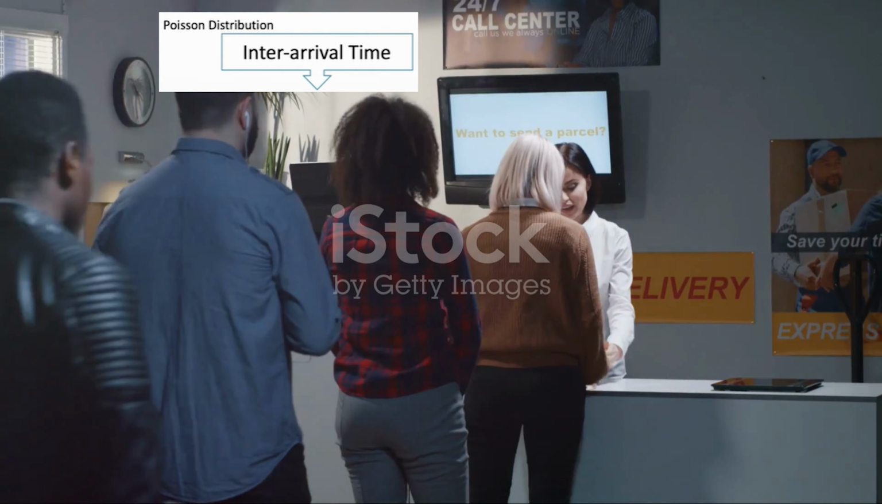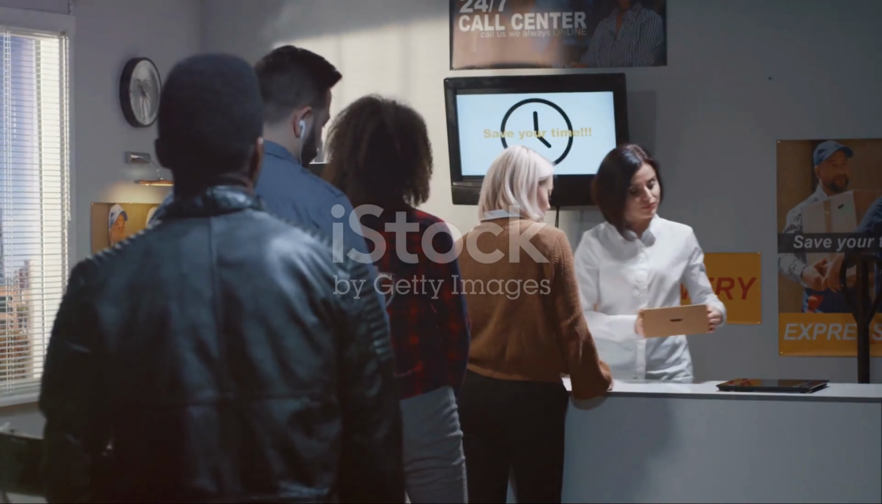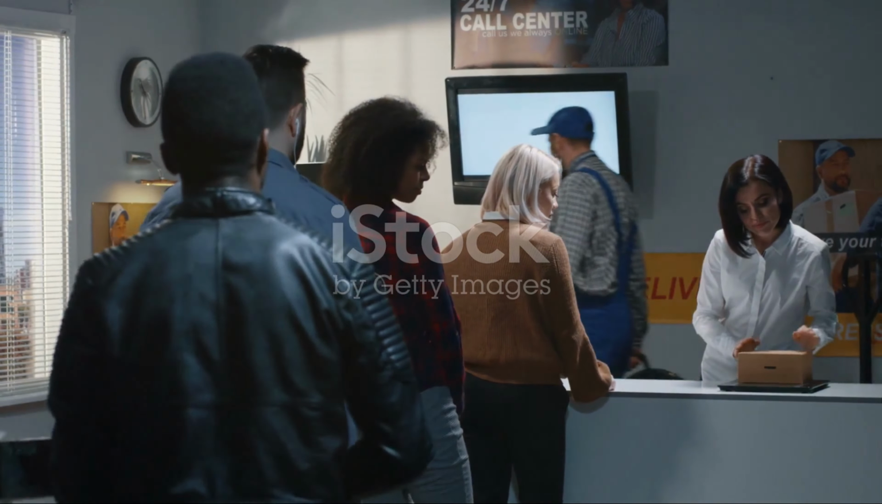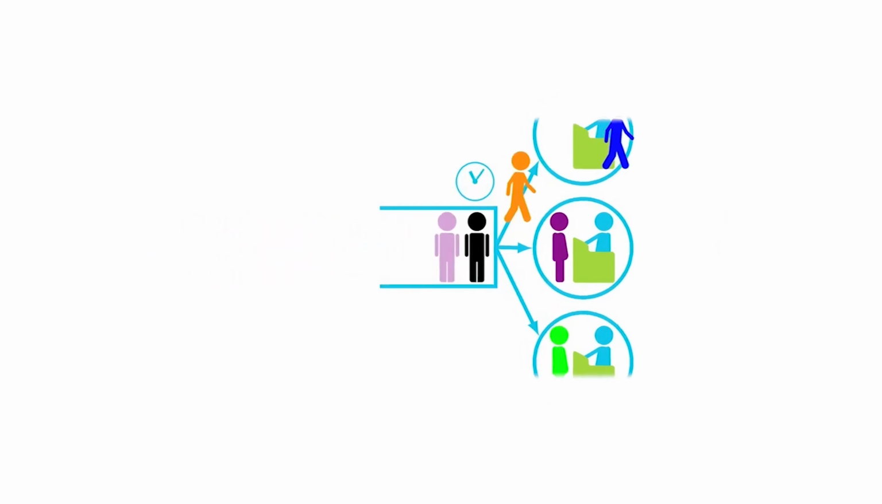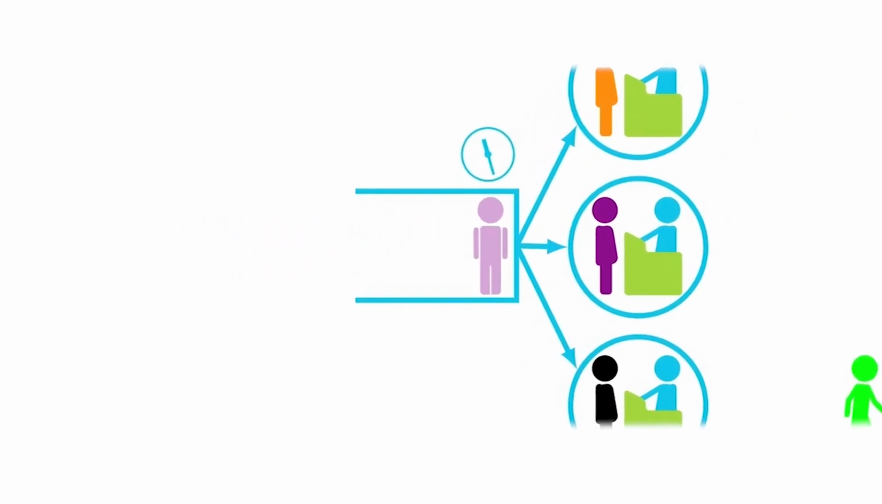So let's consider a scenario with three servers and one line. The three servers represent the service facility and the one line is the queue or the waiting line. The people in the queue are the arriving customers while those who have just finished being served are the departing customers. The queue plus the waiting line along with the service facility is called the system or the entire system.